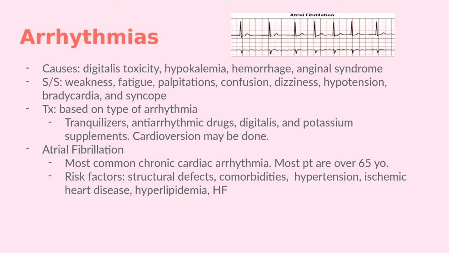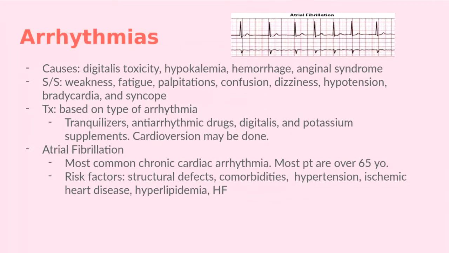Atrial fibrillation is the most common chronic cardiac arrhythmia. Most patients affected by this are over 65 years old. Risk factors for this are structural defects, comorbidities, and hypertension, and the treatment is antiarrhythmics, electrocardioversion, catheter ablation, and the Maze procedure, which is surgical ablation.